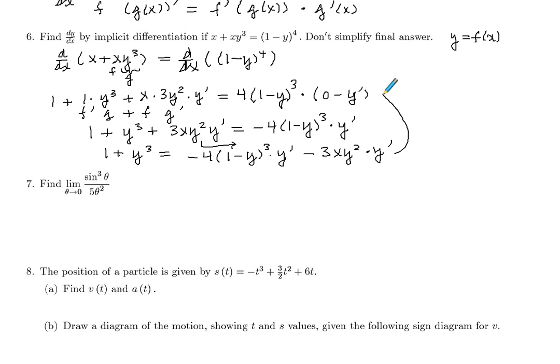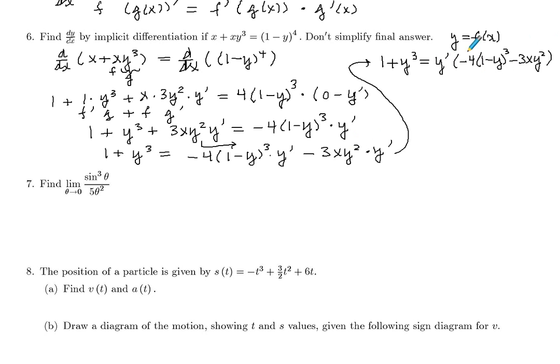So let's take this up here. We've got a 1 plus y cubed on the left hand side equals, and then we can factor y prime out of here, and we'll have a negative 4 times 1 minus y cubed left. So negative 4 times 1 minus y cubed. And then factor the y prime out of here, we'll have minus 3xy squared. Okay, that whole quantity is times our y prime.